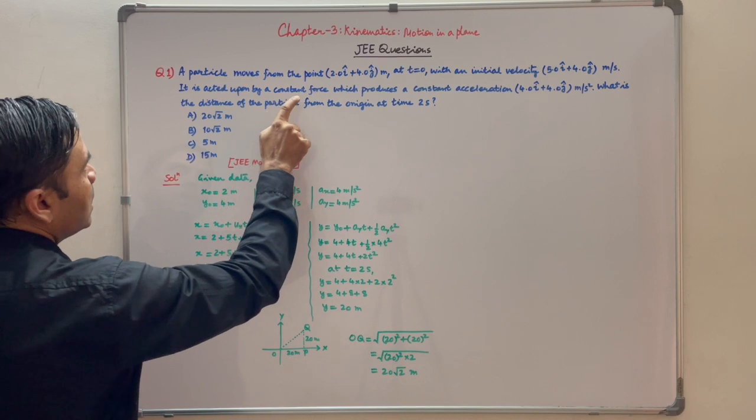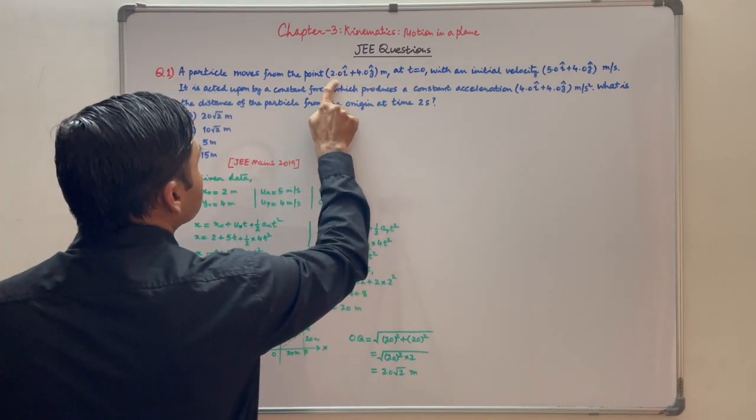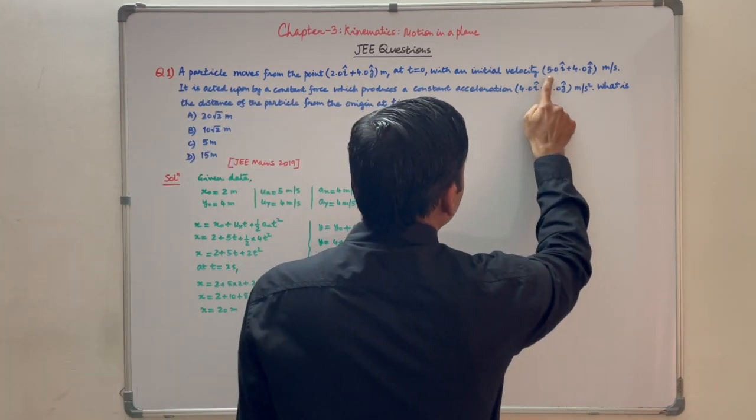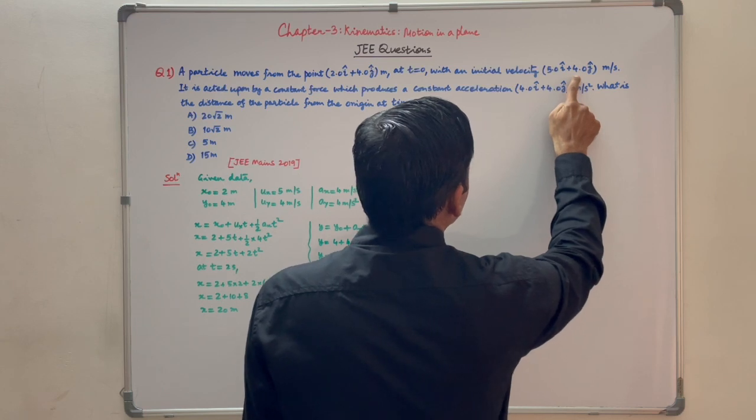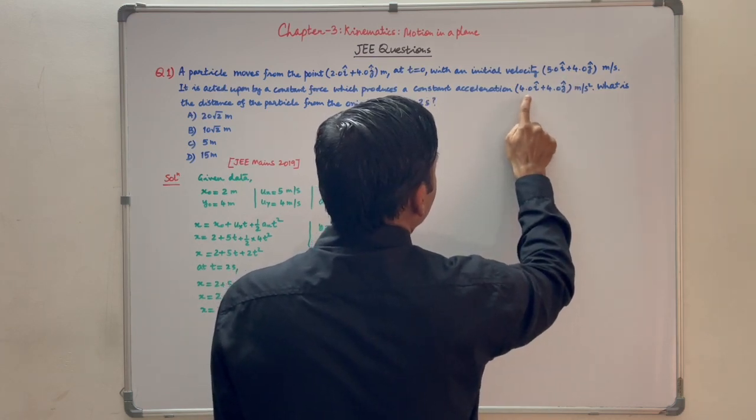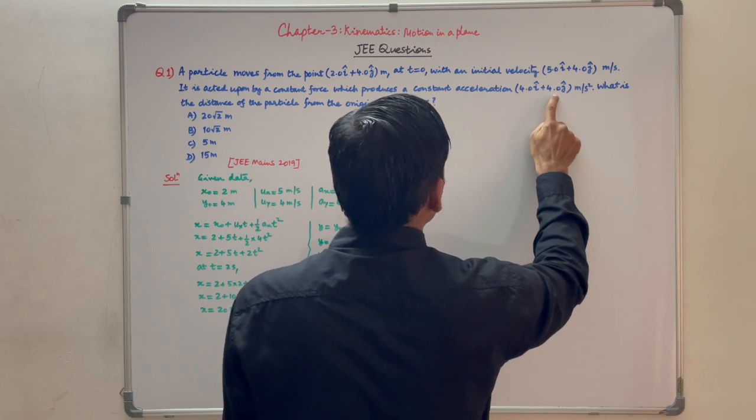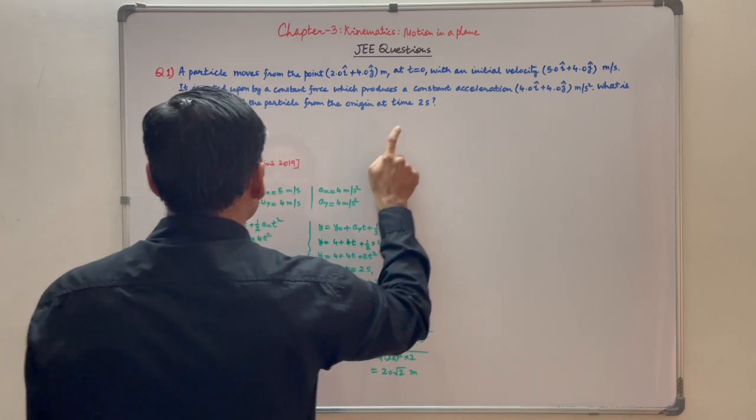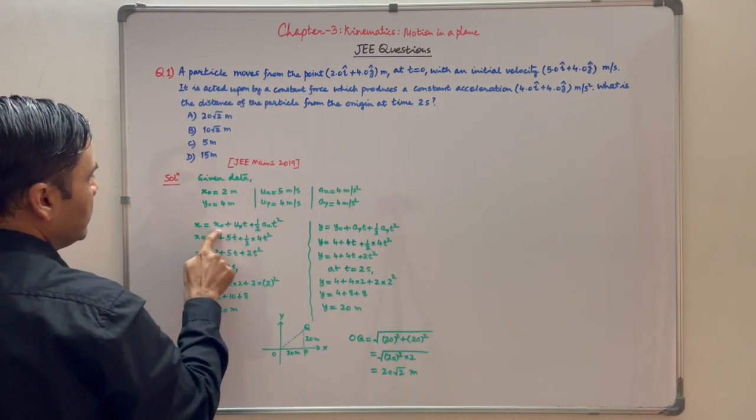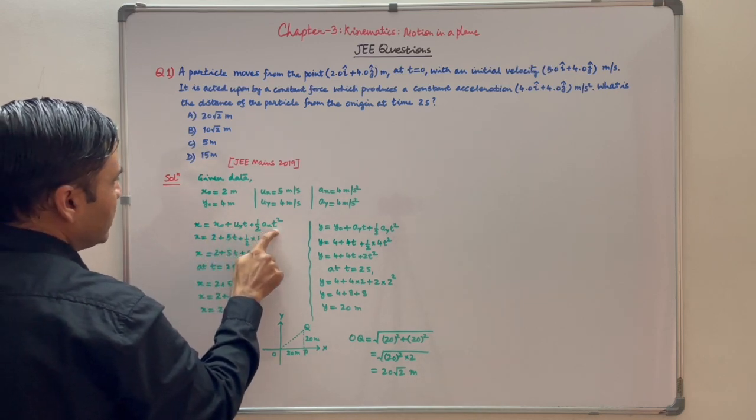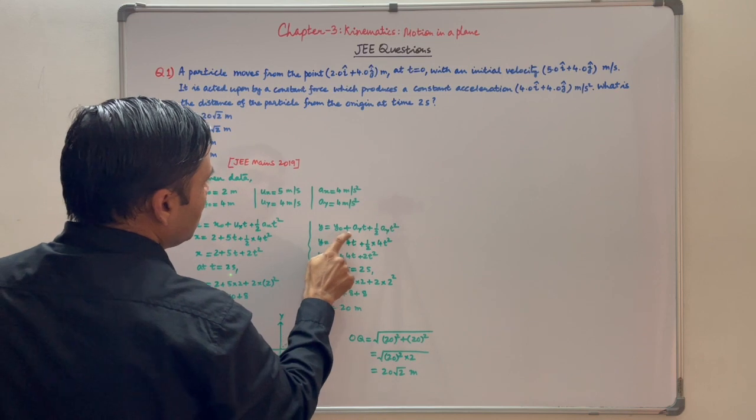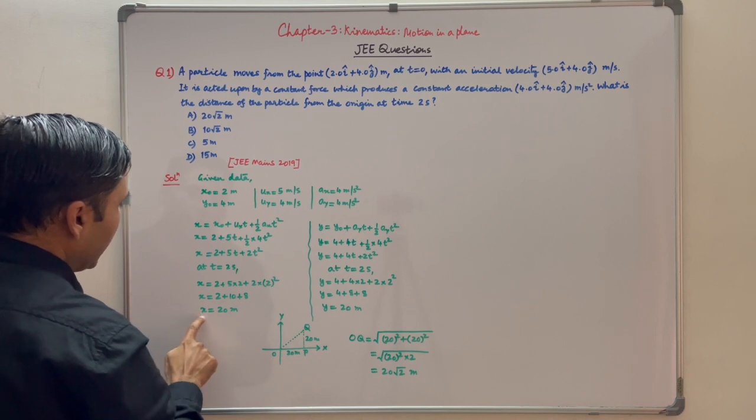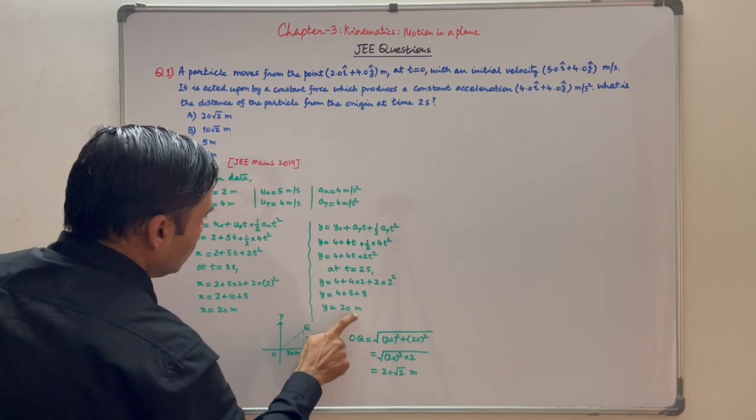So as per given data, at t equals 0, x0 is 2 meter and y0 is 4 meter. Ux is 5 meter per second and uy is 4 meter per second. Ax is 4 meter per second square and ay is 4 meter per second square. So we have to calculate x and y at t equals 2 seconds. Applying the formula x equals x0 plus uxt plus 1 by 2 axt square, and y equals y0 plus uyt plus 1 by 2 ayt square. Putting the values, we get x equal to 20 meter and y equal to 20 meter.